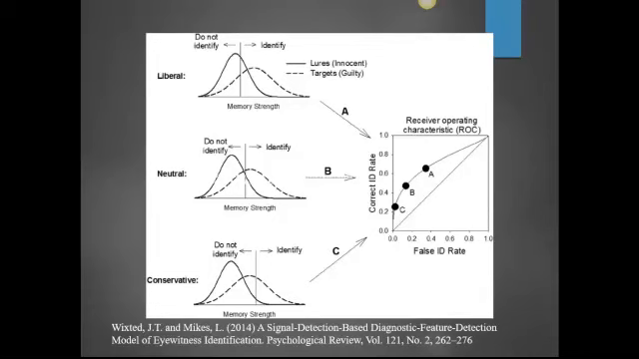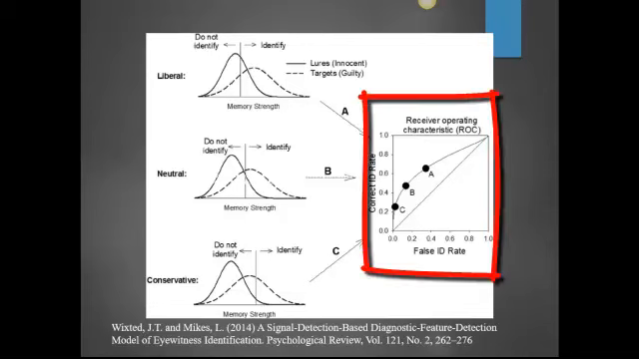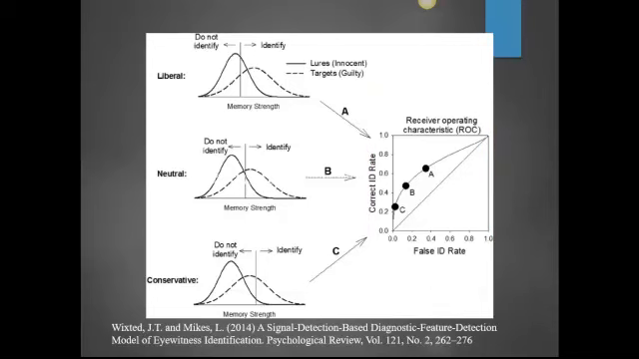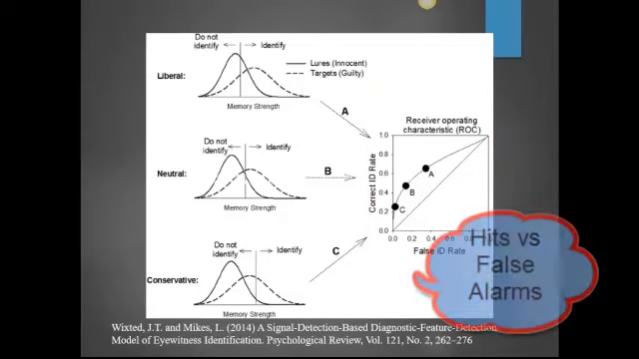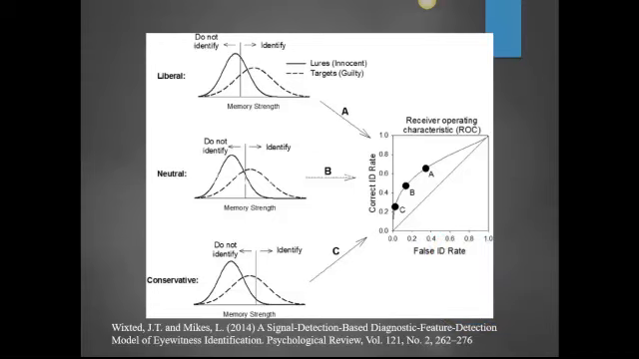And this is pulled from a study that was looking at eyewitness identification. So we're looking at memory strength, but we could use this to look at responses to a tone just as easily. In the graph on the right, you can see the false ID rate along the x-axis and the correct ID rate along the y-axis. And that's how you plot your ROC curve. So correct responses versus false alarms. And so that's plotted there.